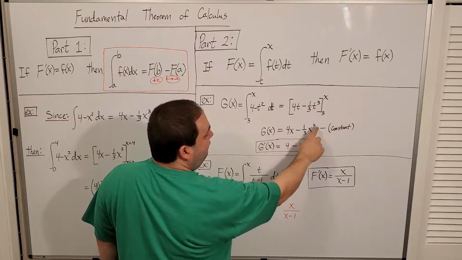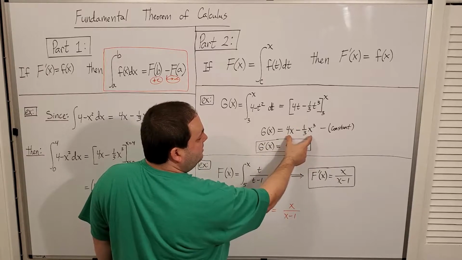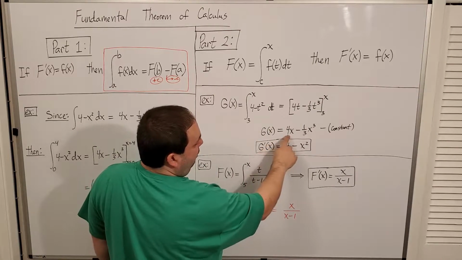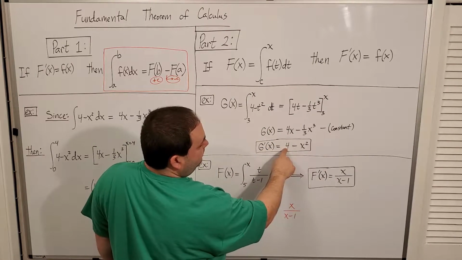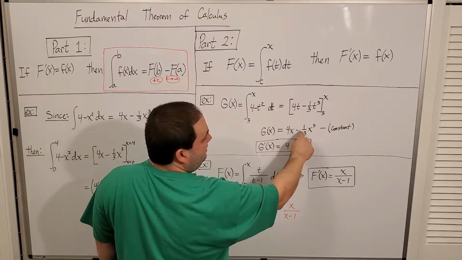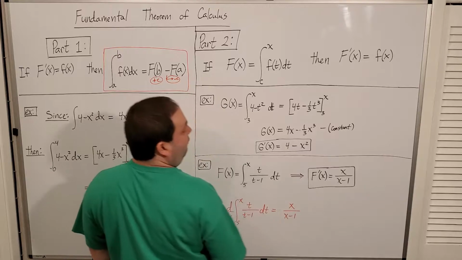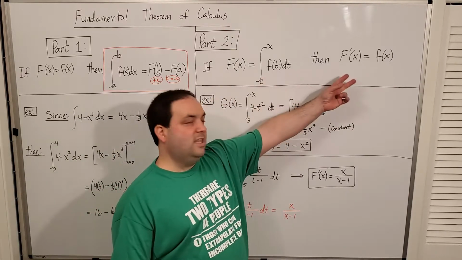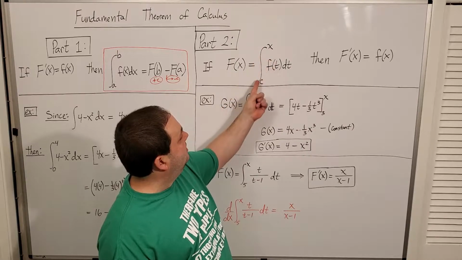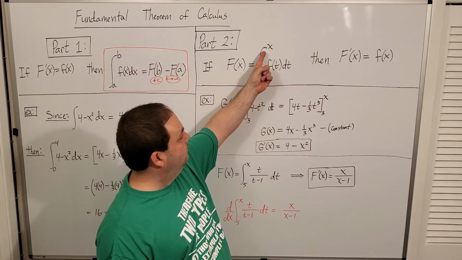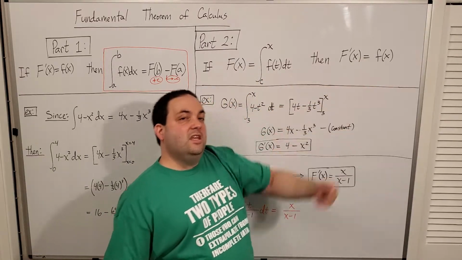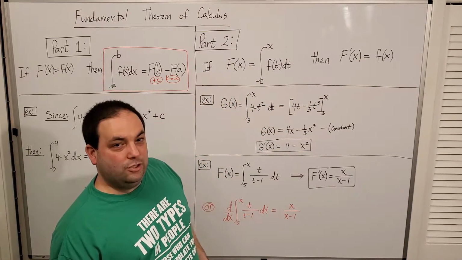Now that I've actually figured out what capital G of x is, take the derivative of it to finish this theorem out. G prime, the derivative of 4x is 4. The derivative of x cubed drops down a 3. 3 times a third is 1. So I get 4 minus x squared. It's just as the theorem stated. If you have some function defined where x is the integral boundary, then the derivative is basically the inverse of that operation.